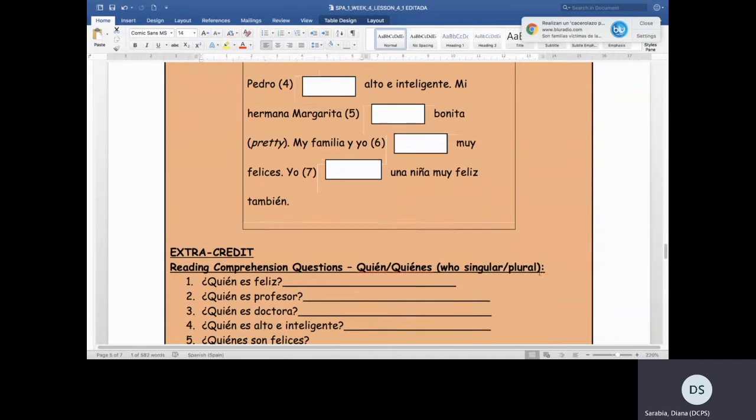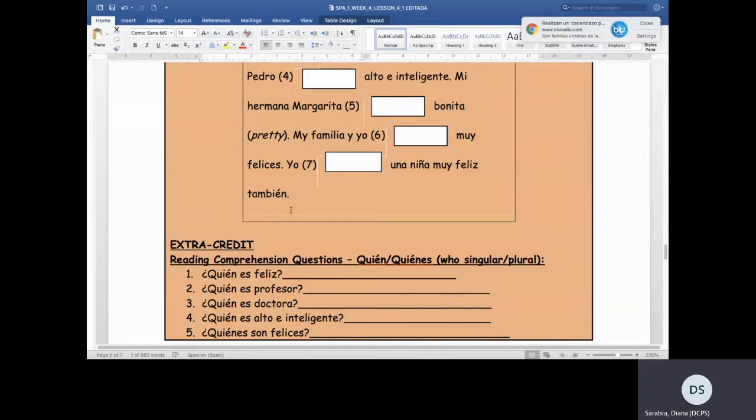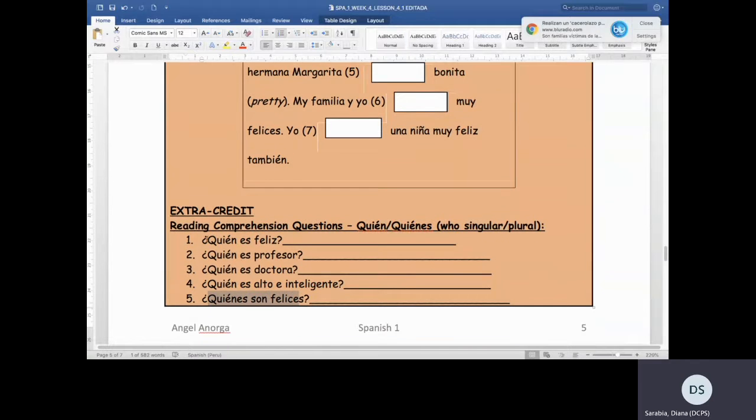The second part of this activity is an extra credit point. Here you see that I begin to use questions. ¿Quién es feliz? Who is happy? ¿Quién, by the way, is the who singular in Spanish. The last question in this list is ¿quiénes son felices? This is the same question but in plural, okay? ¿Quién es feliz? Who is happy? ¿Quiénes son felices? Who, plural, are happy, okay? Pause this video and answer this extra credit activity.